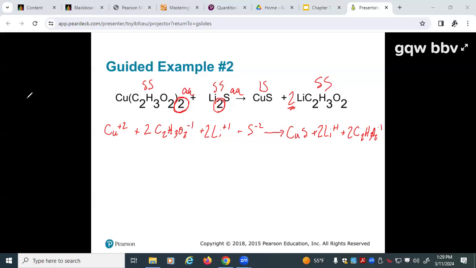Does anybody remember what a spectator ion is? It's been 2 weeks. Let's think about it. What is a spectator? What does a spectator do? It watches. Okay? Are there any ions in my equation that are just watching, that aren't actually participating in the reaction?